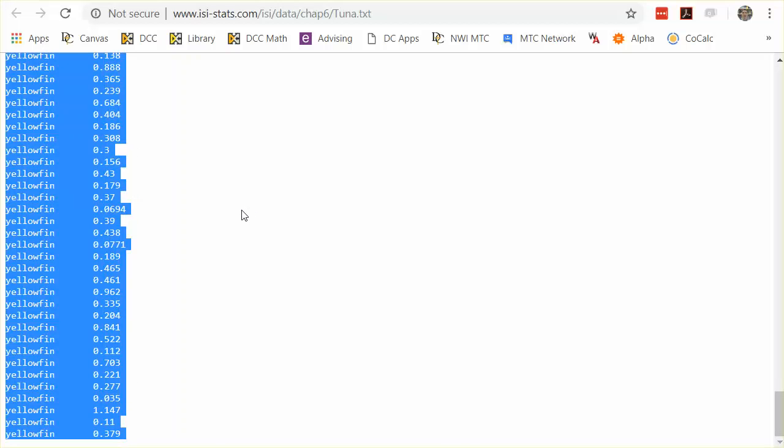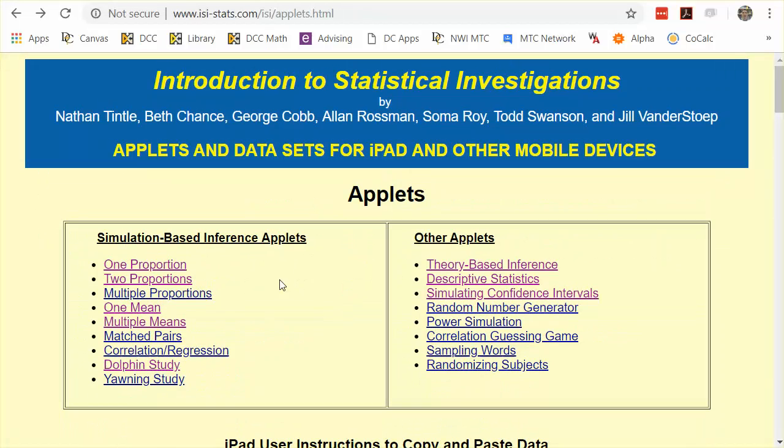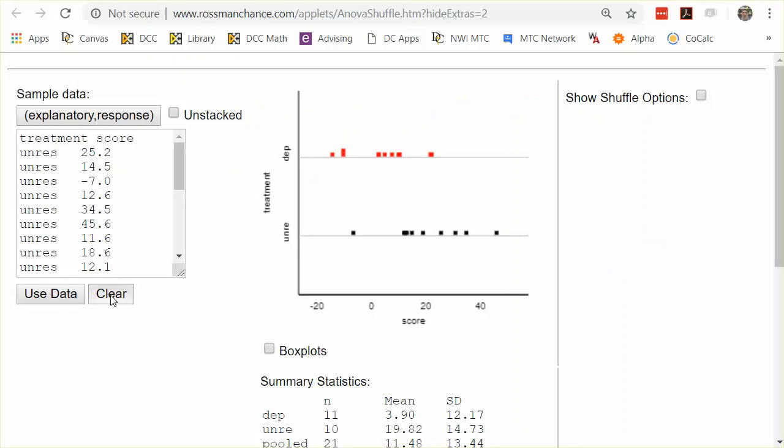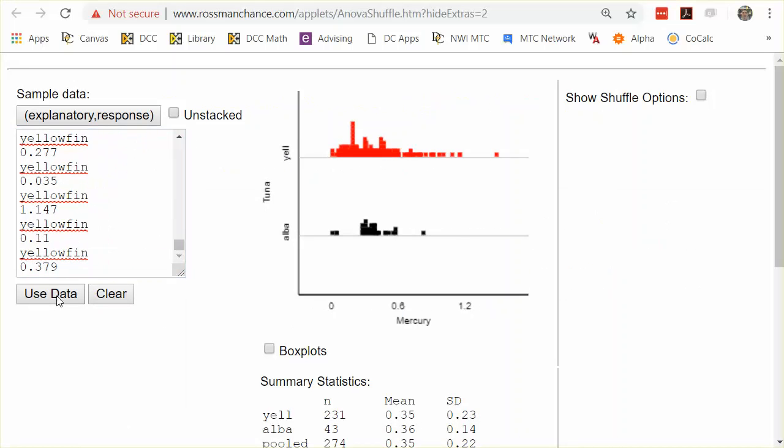So let's highlight all these up and copy them. And then we'll go to, I think it said simulation based, so we want to do probably multiple means. Let's open multiple means, and we'll clear this out, and we'll paste it in. All right, so this is going to be all the data that we just had, and we will click use data, and that should make for us a dot plot of all the yellowfin tuna data based on mercury level and all the albacore tuna data based on mercury level. If you click this box, you can get a nice box plot.